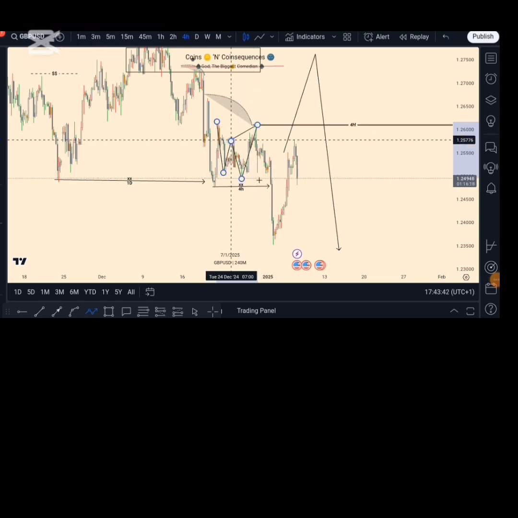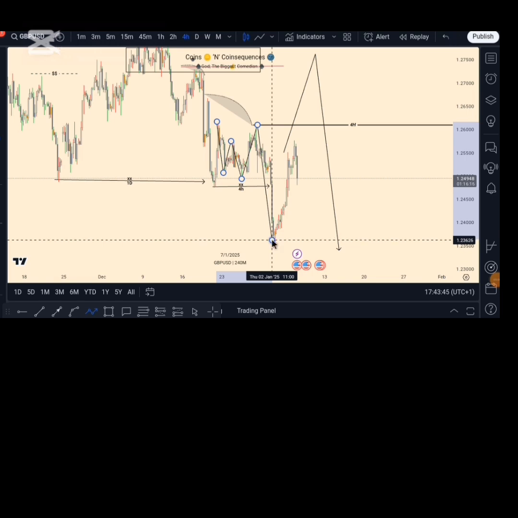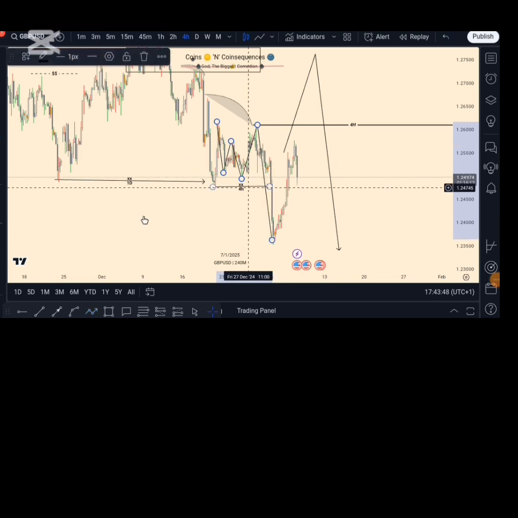This high took out this high, then we have this. Folks, we call it Quasimodo or whatever. So price came all the way from here.